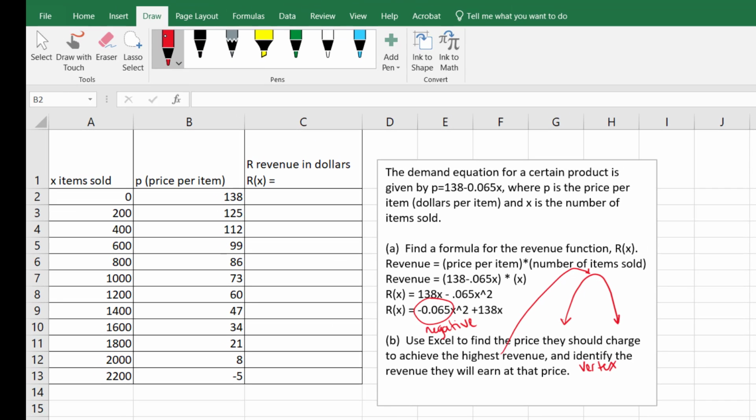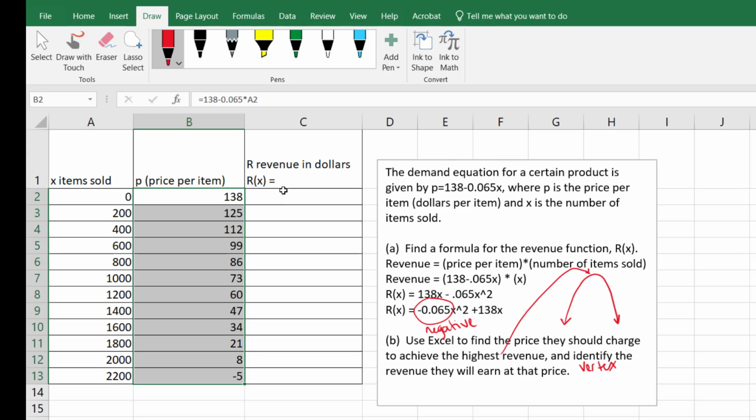I've already started an input-output table on the left. We're going to input X, where X is the number of items sold. Notice my input-output table labels both the variable X and the meaning of that variable, items sold. And it's going to first output P, price per item, and in column B, I put that original equation, 138 minus 0.065 times the X value. So this is telling us the price per item.